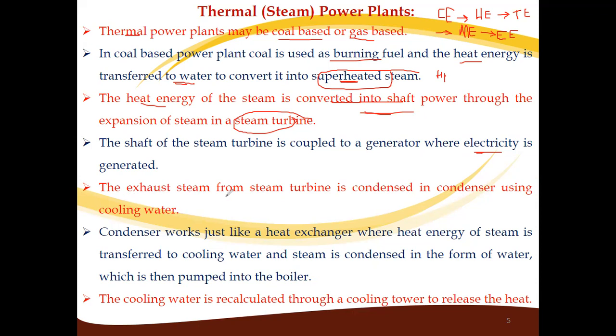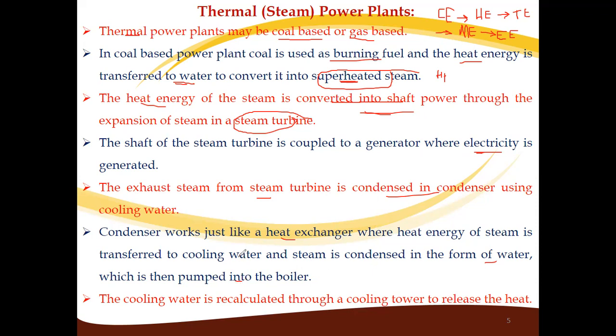Now the exhaust steam from that steam turbine is again condensed by using a condenser and cooling water. The condenser works like a heat exchanger, where heat energy of the steam is transferred to the cooling water, and the steam is condensed into water again. This water is again pumped into the boiler. And the cooling water is recirculated through the cooling tower to release the heat.